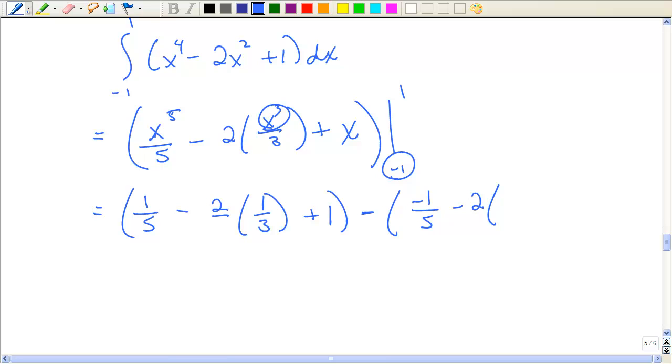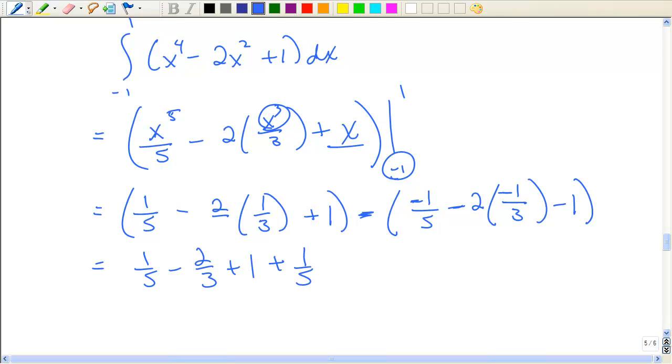Negative 1 to the cube is again negative 1. And then we have just negative 1. Now notice there's lots of negatives, so let's be careful. Negative, negative, that's going to be plus. This negative and this negative, that's a positive, but this negative here is going to make that negative 2/3. And then this negative and this negative is plus 1.